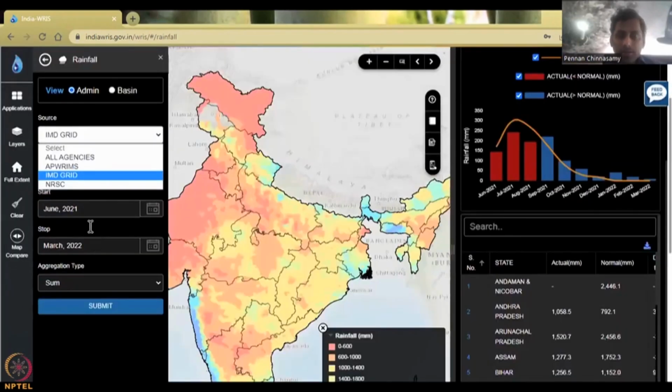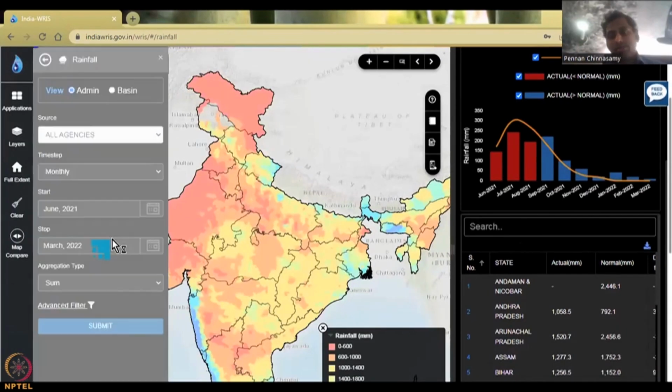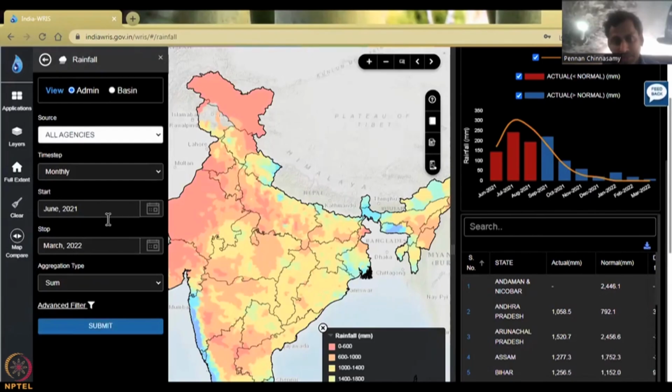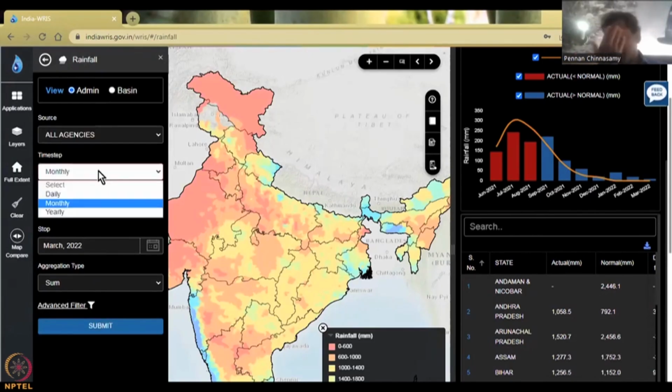So what I'm going to do is I'm going to say all agencies, because I want all the data to be present. And if you click the time step, there is daily, monthly, and annual. Please be informed that daily and monthly are good to understand the variations in the rainfall, whereas yearly will just be a big number, okay? And we won't know like these double peaks or these things happening. So it will be good to understand the differences in the scale resolution.